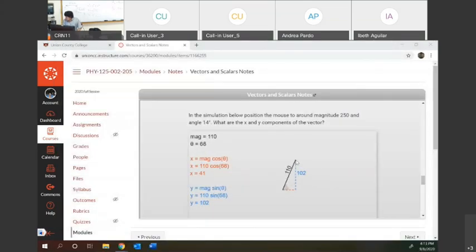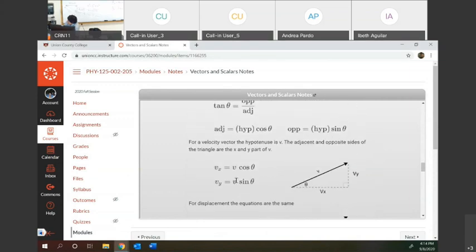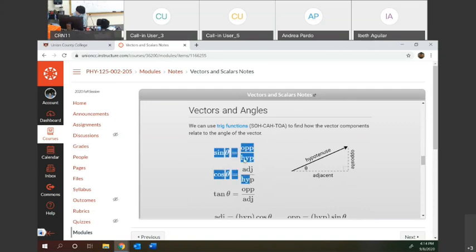Then you can always take a look at this animation here. What happens if you increase the magnitude of the vector? You see what happens with the components. It depends on the angle, right? That's very interesting. Some of the trigonometry that we did today is in here as well. Here is the vector and the angles, and here is the definition of sine, cosine, and tangent. You probably only need sine and cosine, if anything.